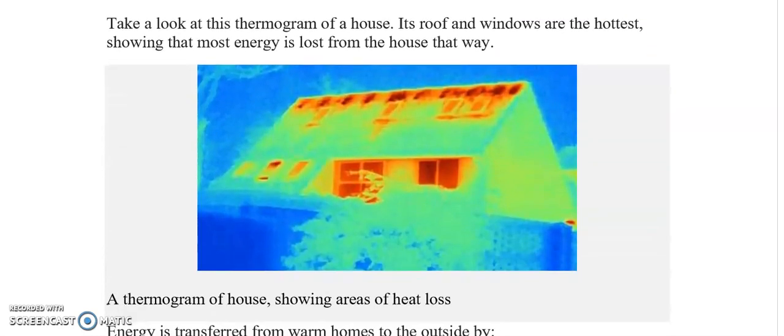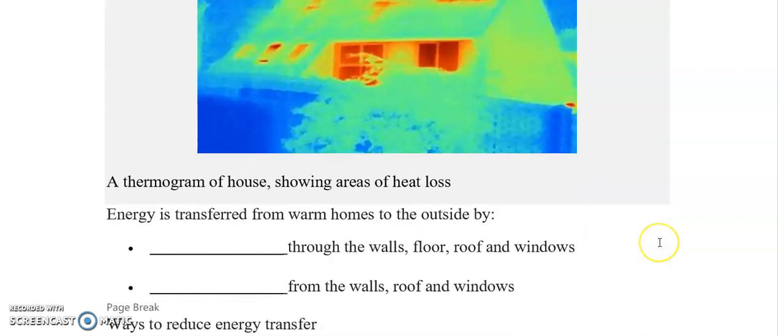Now, if we take a look at this thermogram of the house, here we've got a window, here we've got a window, and all along the roof. This is showing a tremendous amount of heat loss in the form of radiation, because a thermogram allows us to see where the most radiation is being lost. The other areas are not losing nearly as much heat as the roof and windows.